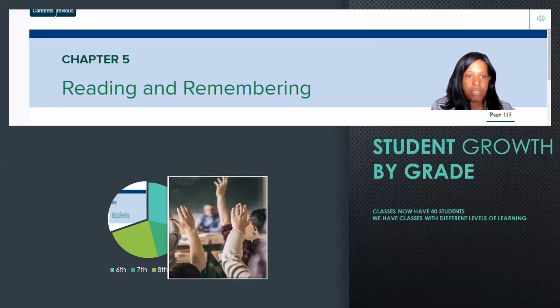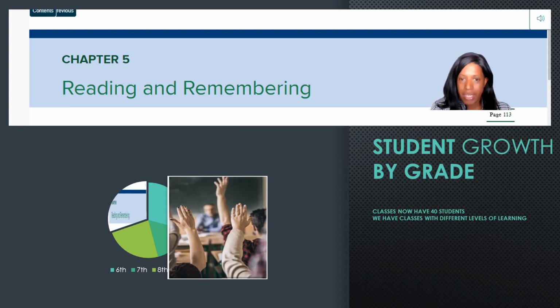Now, let's pretend we are reading chapter 5, and that chapter 5 is coming out of the Power Connect textbook by McGraw-Hill. So let's pretend we are reading chapter 5. What is the topic? The topic is reading and remembering. Everybody got that?